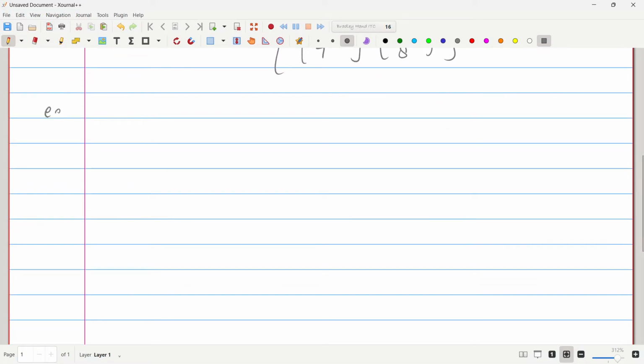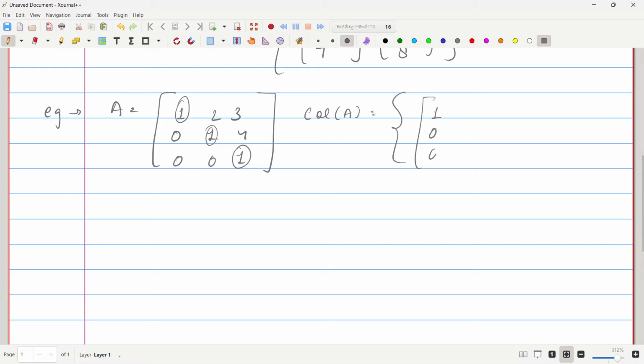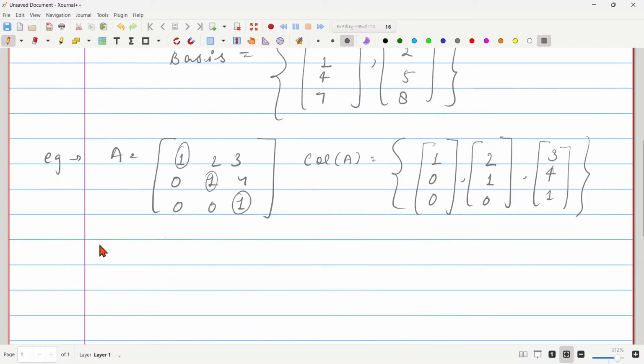If we take another example, let's say you have a matrix 1, 2, 3, 0, 1, 4, 0, 0, 1. As you can see, this matrix is already in the REF form. REF is row echelon form. So all three rows contain the identity element. So the column space of A will be (1, 0, 0), (2, 1, 0) and (3, 4, 1). Okay, I hope the column space is clear.